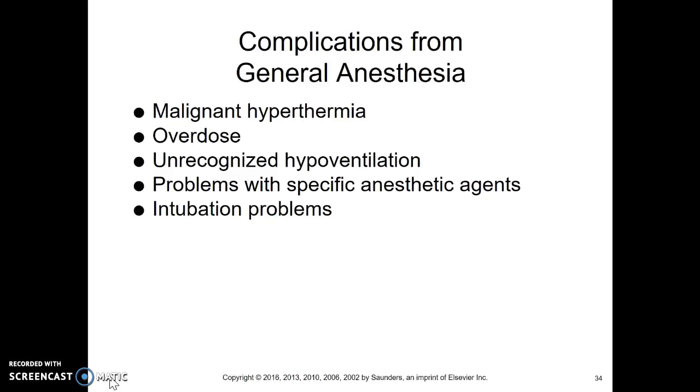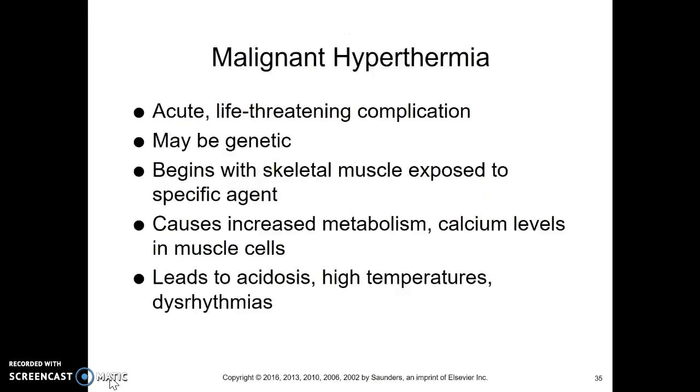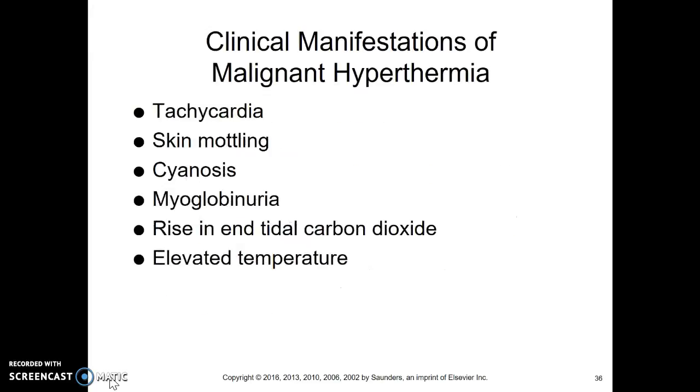One of the serious life-threatening concerns that you can have from anesthesia is a condition called malignant hyperthermia. And this complication can be genetic. It begins with skeletal muscle being exposed to the specific anesthetic agent, and it causes increased metabolism. Calcium levels in the muscle cells rise, and it causes acidosis, very high temperatures and dysrhythmia, and can lead to death. So recognizing these clinical manifestations early is really important.